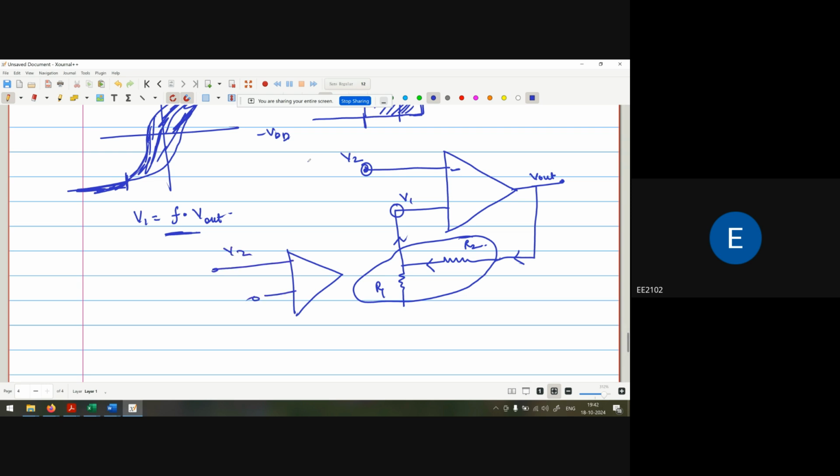V2. We are getting a zero voltage, then minus.